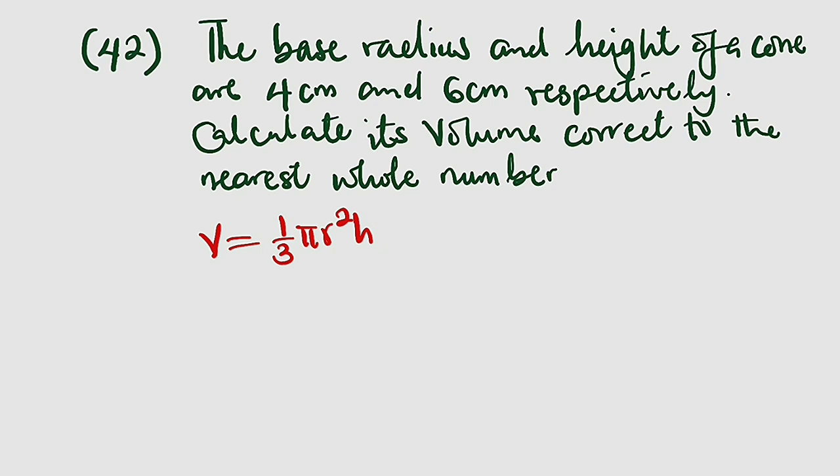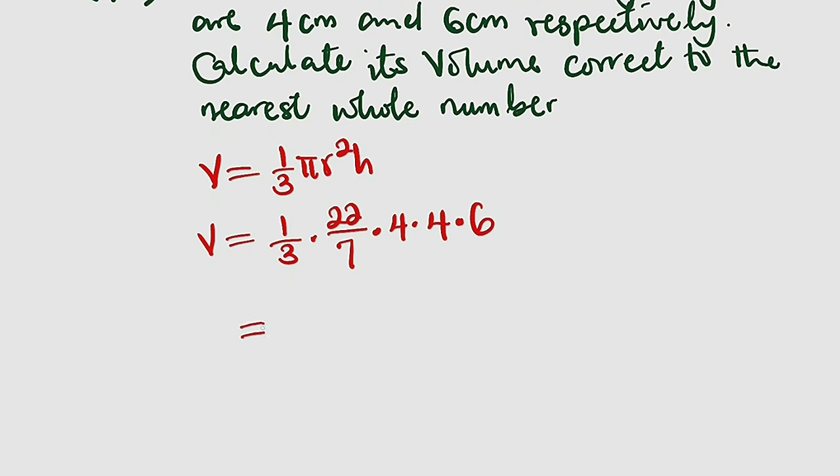Since we are not given the pi, we are going to use 22 divided by 7, which we commonly use in Nigeria. So V is equal to 1 divided by 3 multiplied by 22 divided by 7 for pi. Then r, we are given as 4 centimeters, but squared, which means 4 squared, or you can simply write it as 4 multiplied by 4. Then multiply by the height, which is given as 6. In order not to waste time, you can take your calculator and multiply the numerators together. That is 1 times 22 times 4 times 4 times 6.